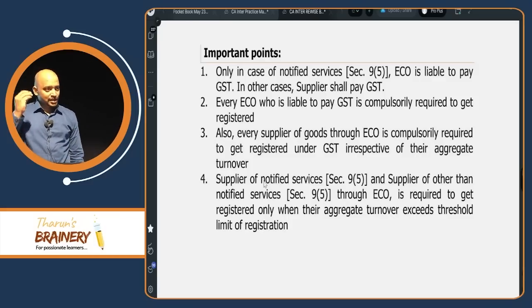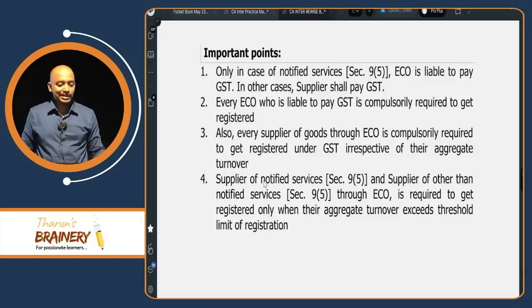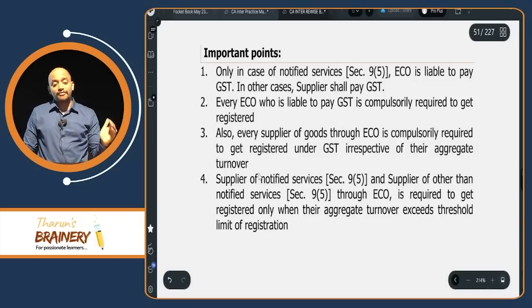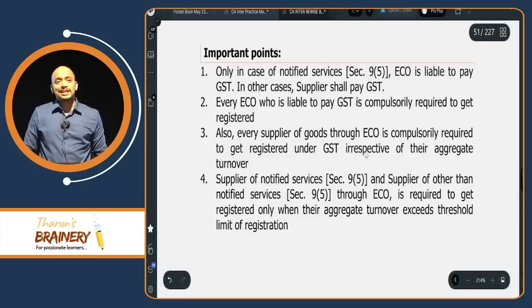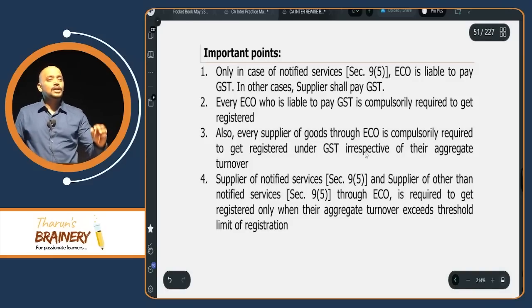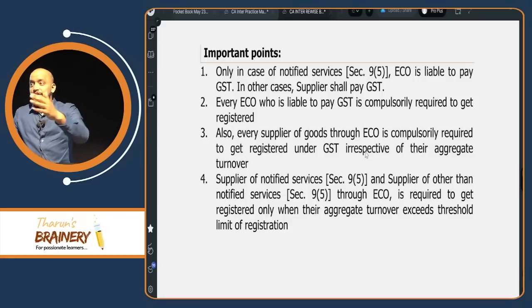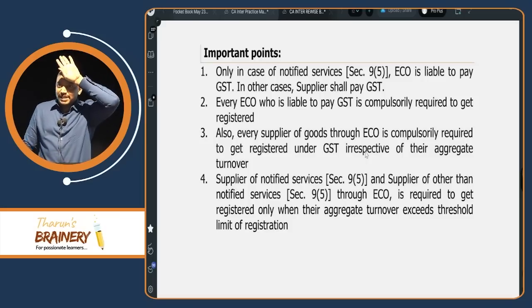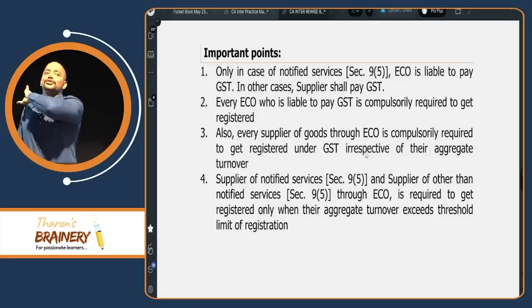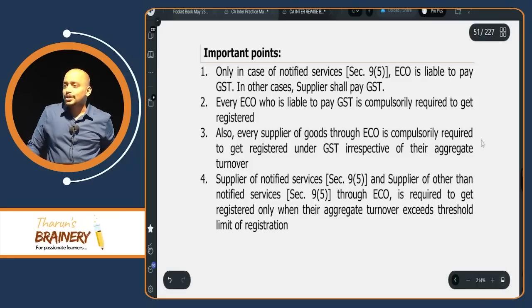Means every e-commerce operator should be registered compulsorily, irrespective of their threshold limit. Also, every supplier of goods through an e-commerce operator is compulsorily required to get registered irrespective of aggregate turnover. For example, if you want to sell anything through Amazon or Flipkart, even though your aggregate turnover does not exceed the threshold limit, compulsorily you need to register, then only you can sell through Amazon or Flipkart. Is it clear? So every supplier of goods through an e-commerce operator is compulsorily required to get registered.